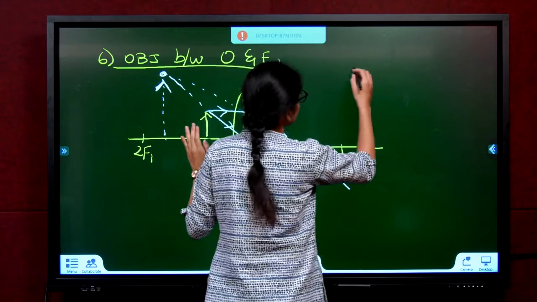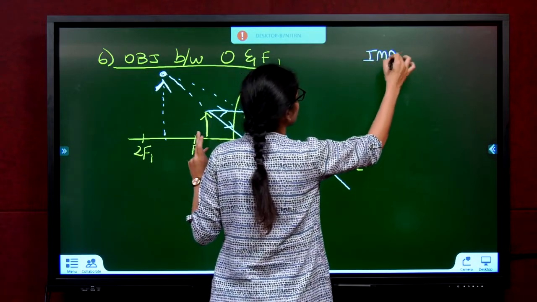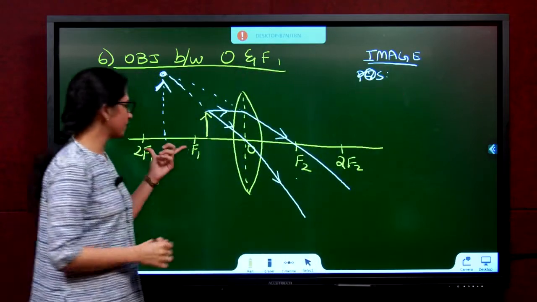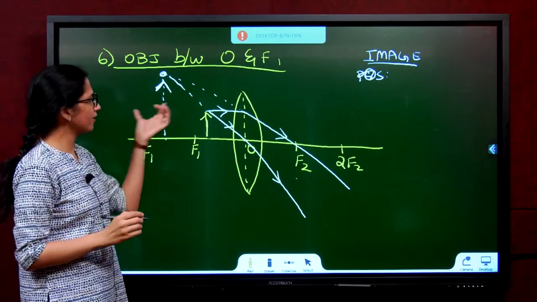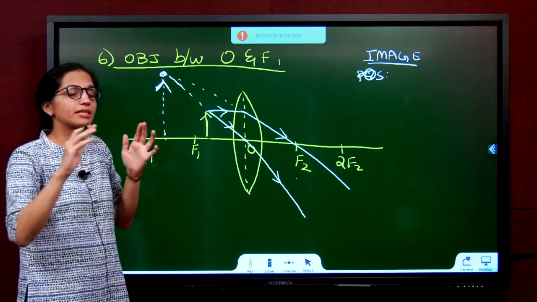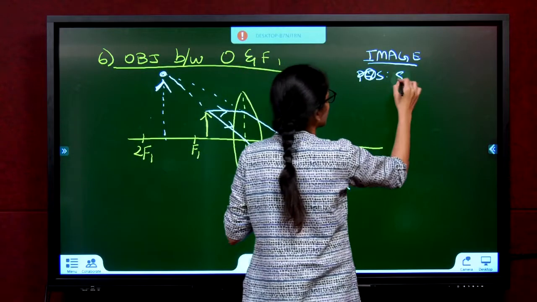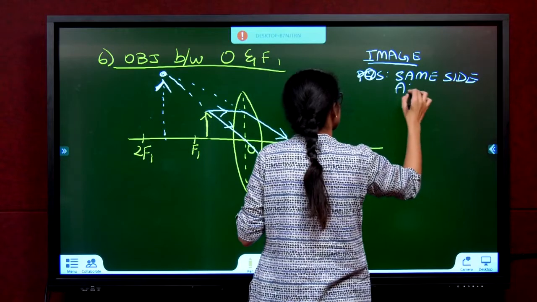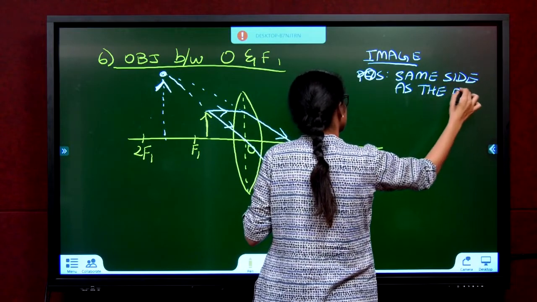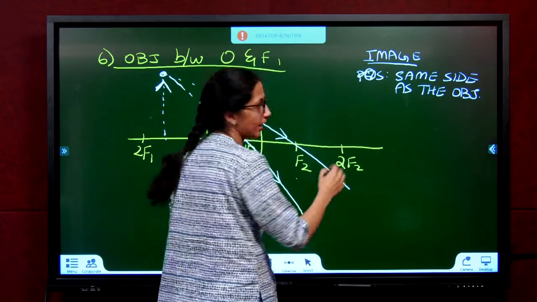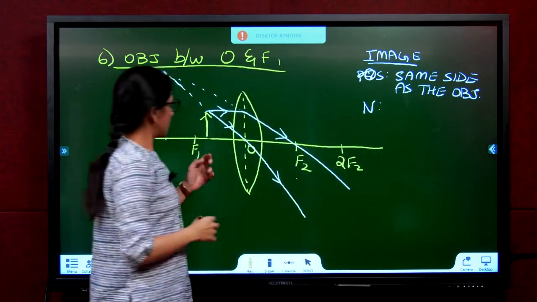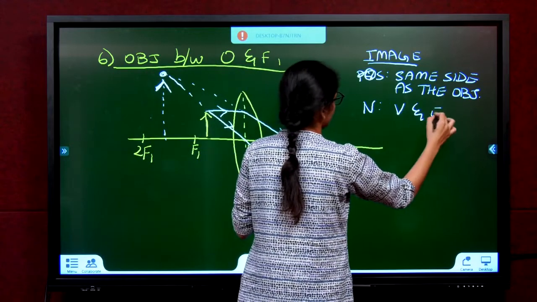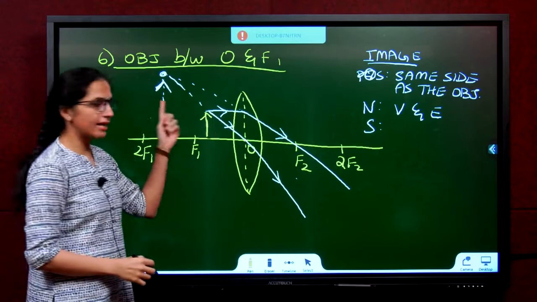So, write down image position. Should we say between F1 and 2F1? No, it can be anywhere here. So, you should just say the image is formed on the same side as the object. So, write down position, same side as the object. Nature, virtual and erect. Size, you can see it's enlarged.